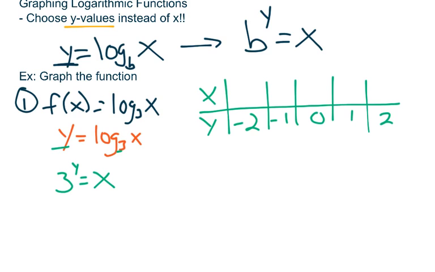Okay, so let's start with the 0 power here. 3 to the 0 power, any number to the 0 power is 1. 3 to the first power is 3. 3 to the second power is 9. 3 to the negative first power. Negative first power means reciprocal, and the reciprocal of 3 is 1/3. The negative second power means reciprocal squared. So the reciprocal of 3 is 1/3, squared, 1/3 times 1/3 would be 1/9.